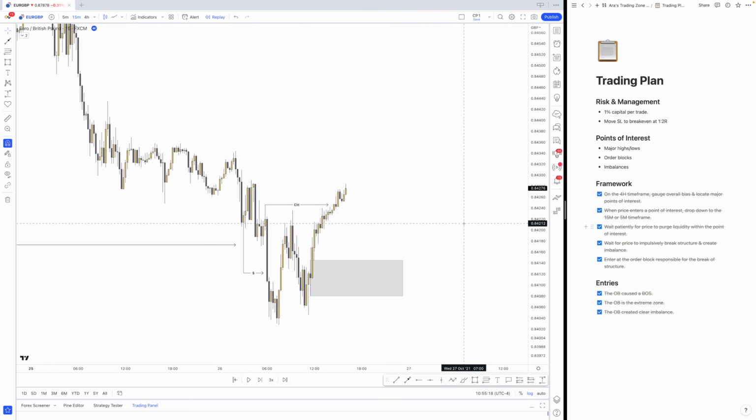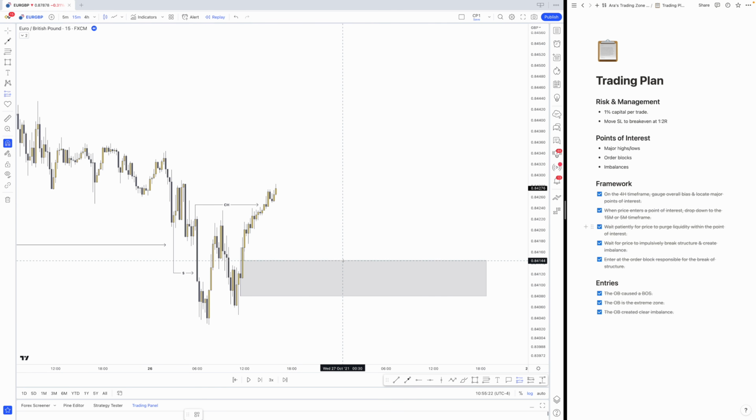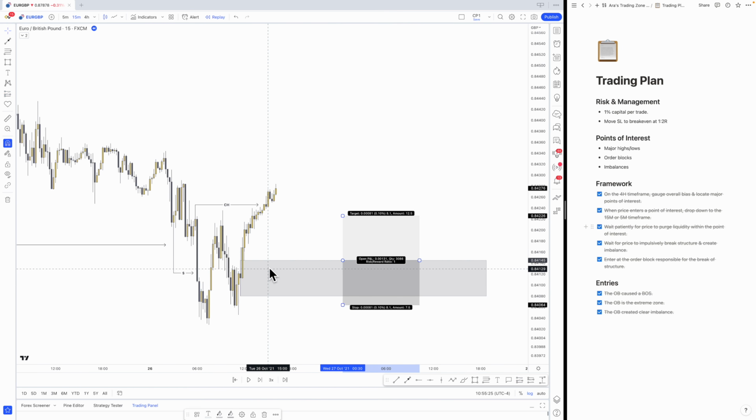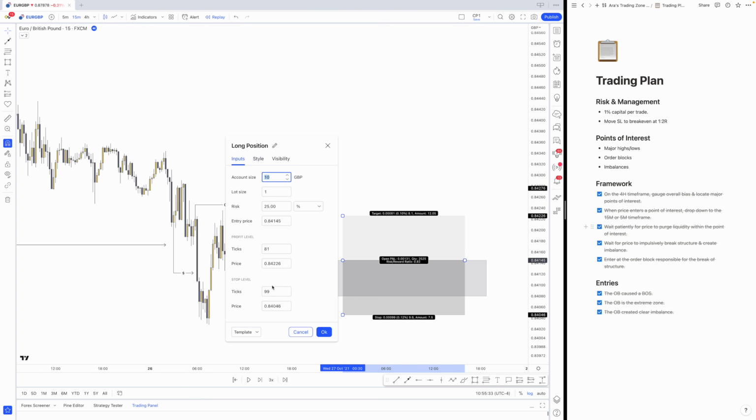Let's enter a position and set up the parameters. So this would be a long position. You'd set the buy limit order at the high of that order block. Stop loss could be at the low of this wick here. So that's about 10 pips. Let's just round it up to 10.